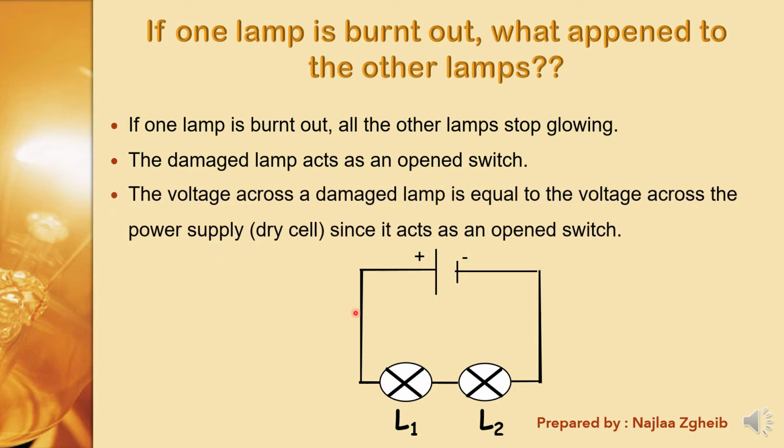What is the voltage across a damaged lamp? If L1 is damaged, what is the voltage across it? Since the damaged lamp acts as an open switch, the voltage across this lamp will be equal to the voltage across an open switch, and then it's equal to the voltage across the dry cell or the power supply.